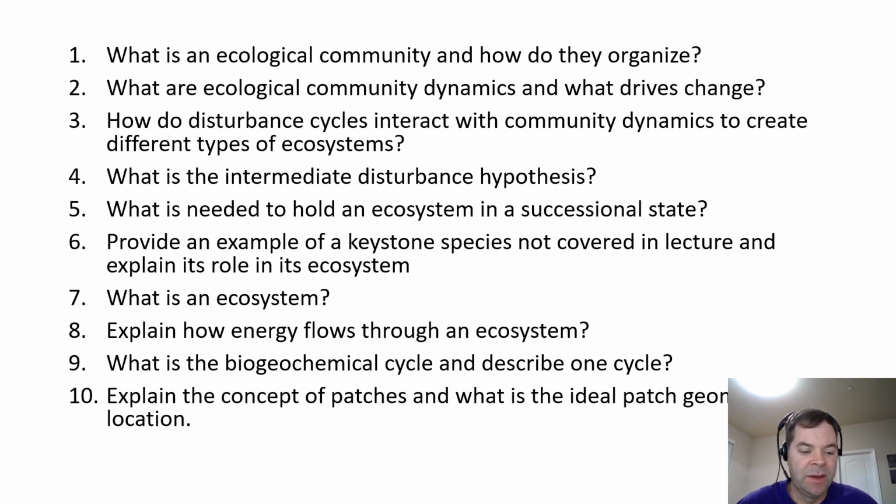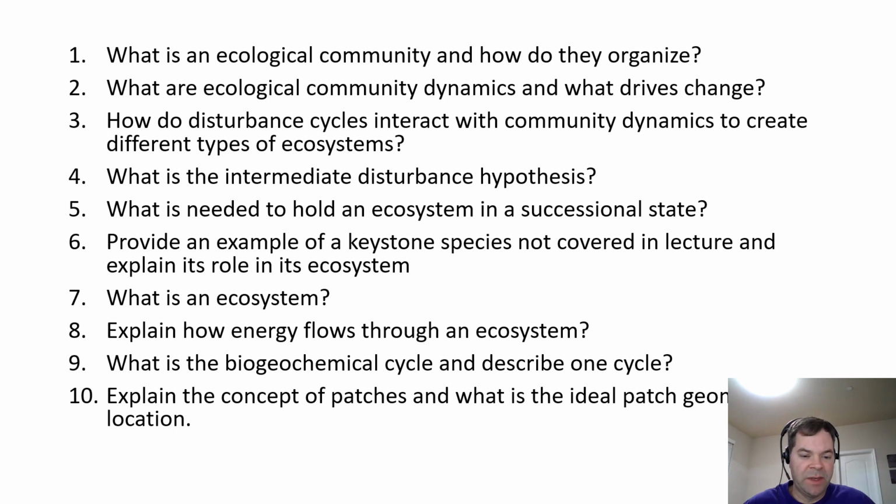so routine fire can hold that community in that successional state. And the bald eagle is an example of a keystone species that was not covered in lecture. It is a top predator in its habitat community. It feeds on smaller bird species like ducks and geese, and it feeds on fish, and it also feeds on other dead animals. So it's a major player in the nutrient and energy cycle for its habitat, and removing it from that habitat would have grave consequences.